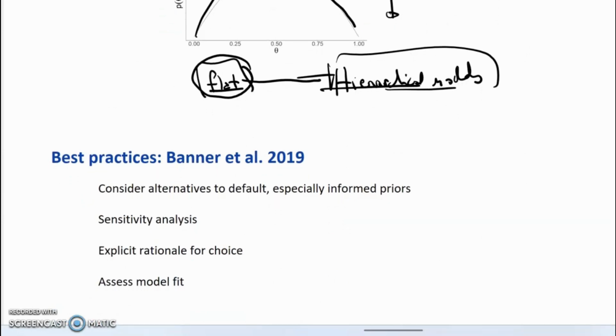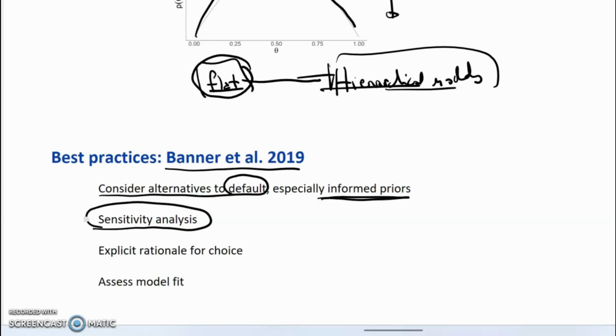In terms of best practices, here are some. Basic idea is don't default to the default. Don't just blindly go to the default. In all likelihood, you will have some prior information. You will have some prior idea about the values of those parameters, and it's potentially going to give you a better posterior if you take some advantage of that prior information.